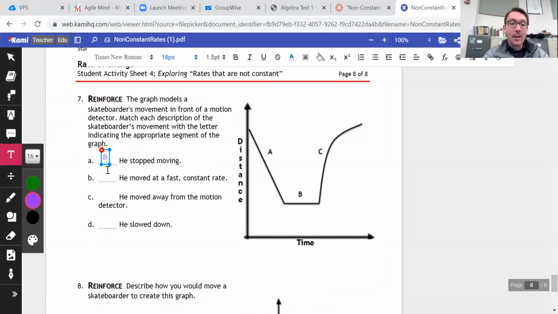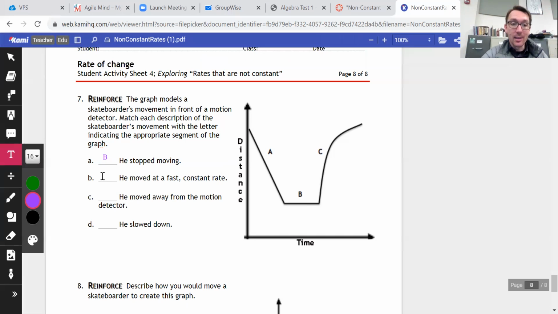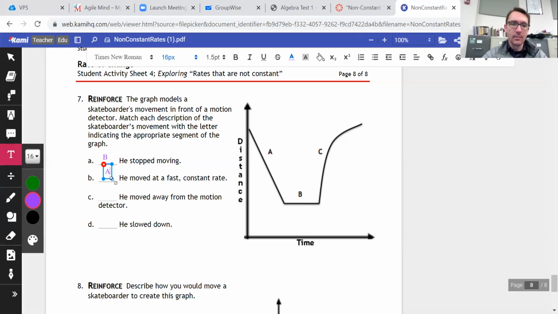Now, I will say, if you think three-dimensionally, there are other options. He could be moving in a completely different direction. He could be skating in a circle around the motion detector, and then the distance would be changing. But that is not the situation we're describing right here. He's skating back and forth away from and toward. Okay, moved fast at a constant rate. Which of these is constant? 5, 4, 3, 2, 1. If you said that A is constant, you're right, because A is a straight line.